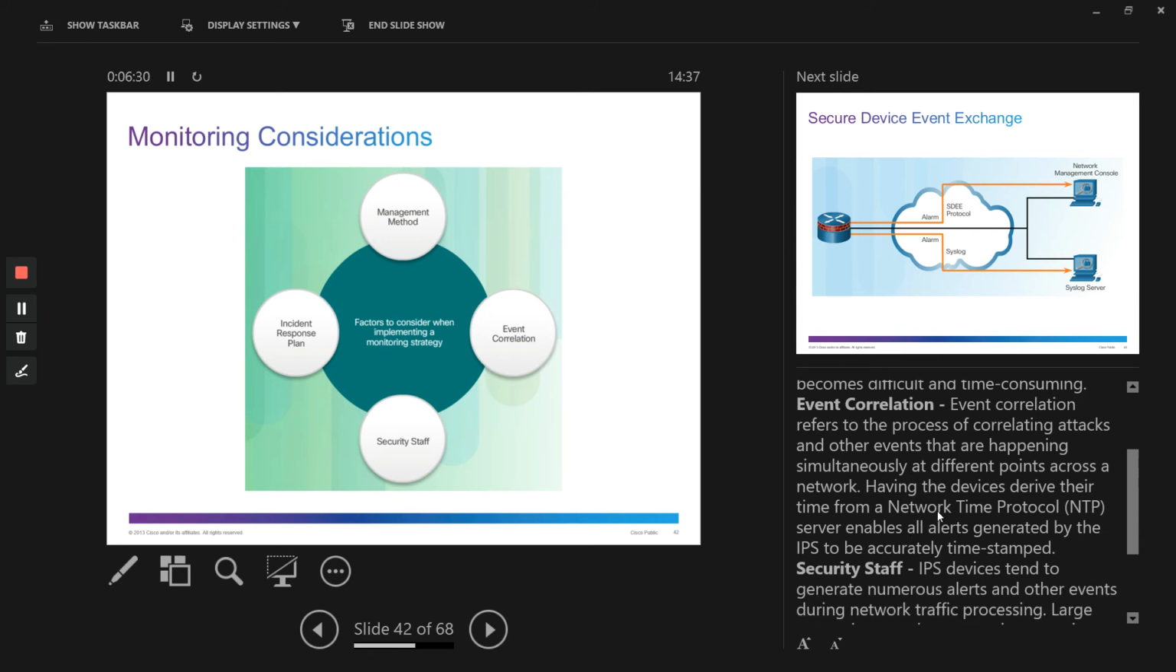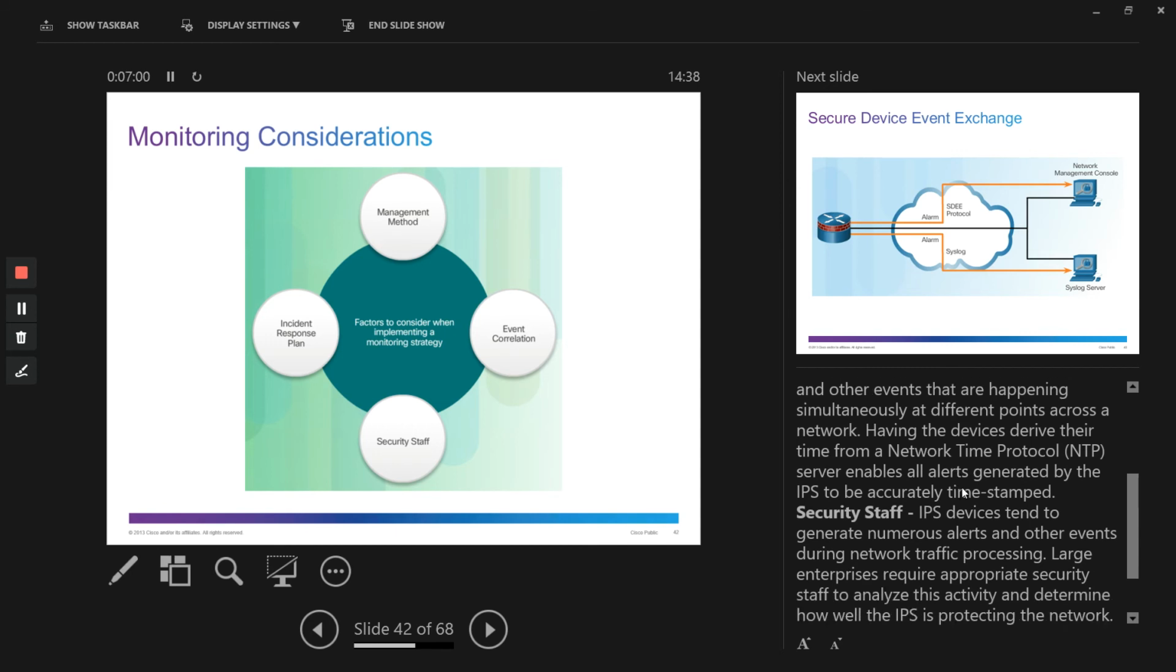Having the devices derive their time from a Network Time Protocol, NTP, server enables all the alerts generated by the IPS to be accurately timestamped. So event correlation is very important, and this is where NTP, the Network Time Protocol, can help. You can derive all the time from this server, so there is no mistake on timestamping.